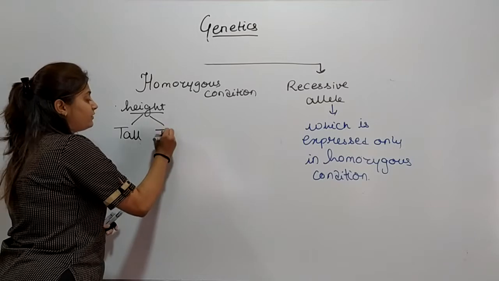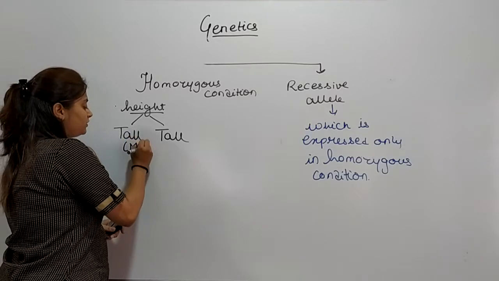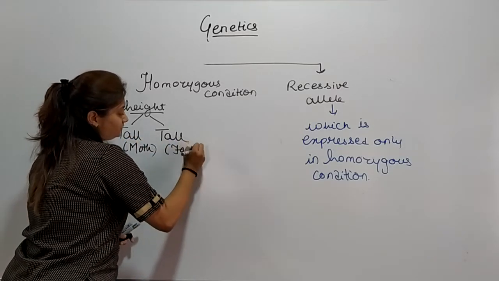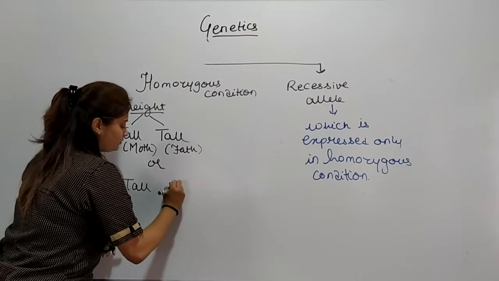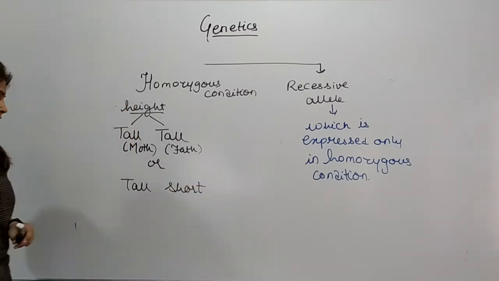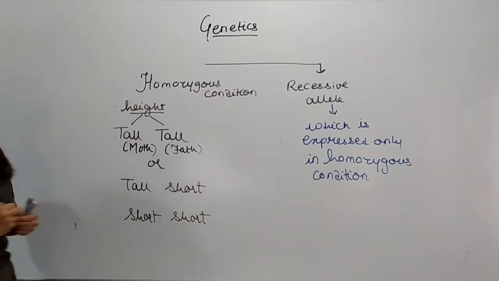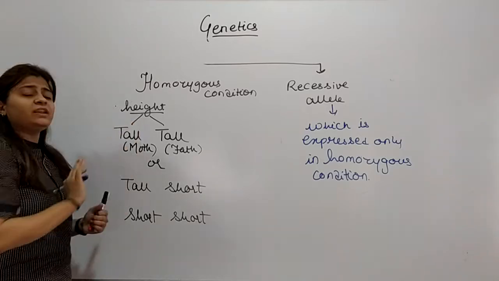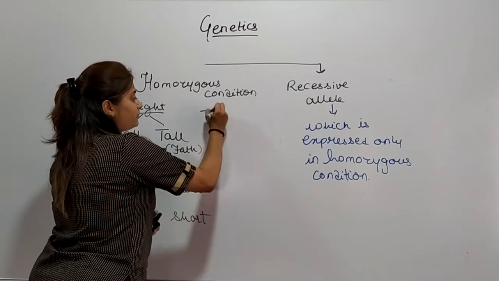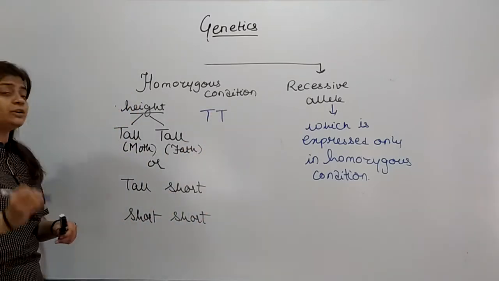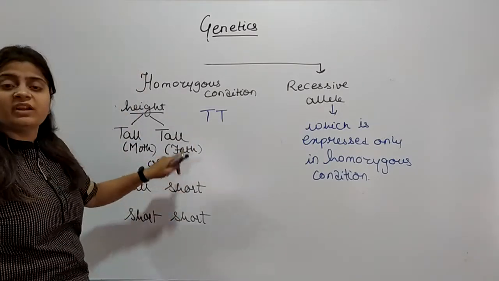So I can either have an allele for tall from my mother and tall from my father, or tall from my mother and short from my father, or short from both. So these are the 3 conditions which can be possible. Here we know that tall height is dominant, so it can be a capital T. We know that the dominant allele is always represented by a capital letter. Tall is dominant, short is recessive.